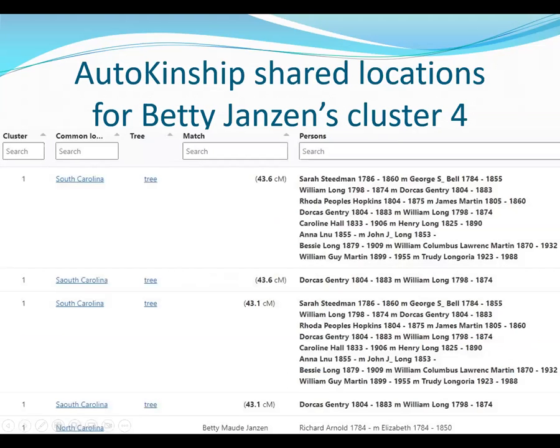Here's a shared locations output for cluster 4, and you can see that there's a connection through South Carolina. These people happen to be a mother-daughter combination, so it's not particularly surprising that they have trees that connect back. But in any case, they somehow are connected through South Carolina.